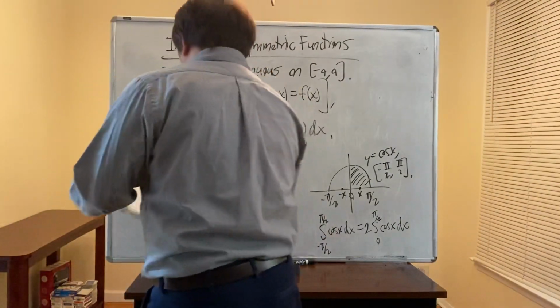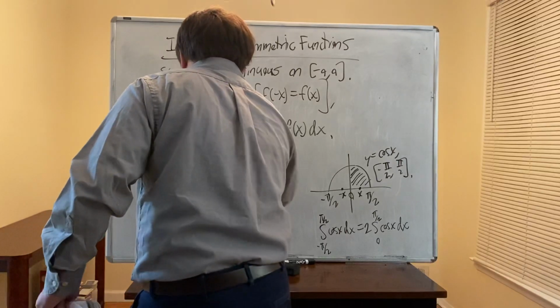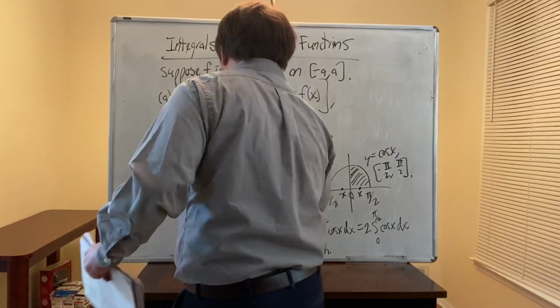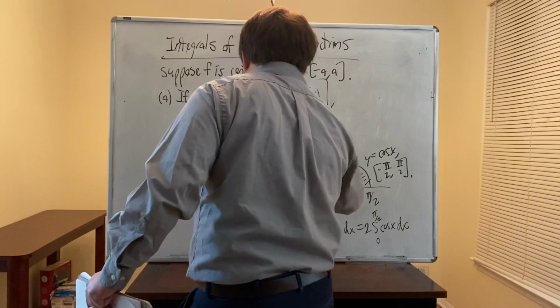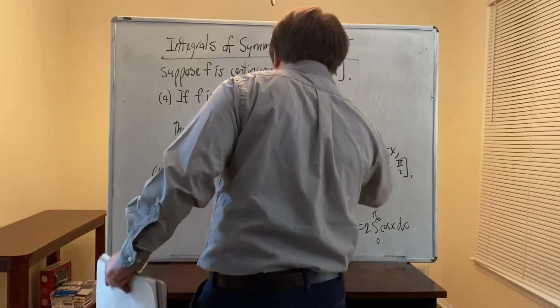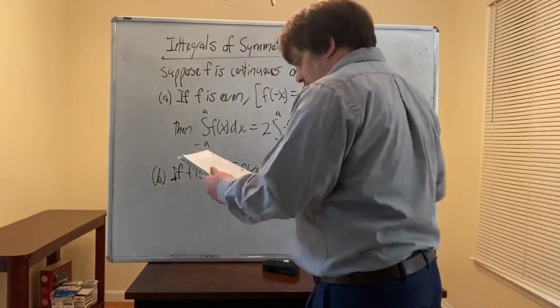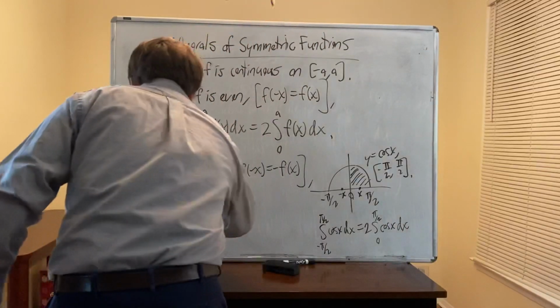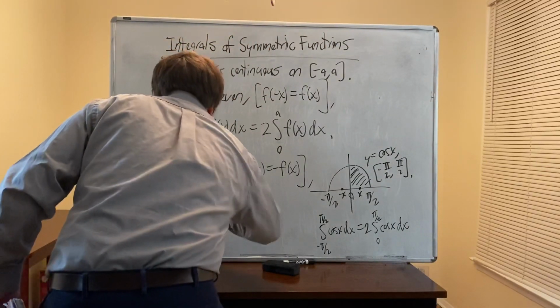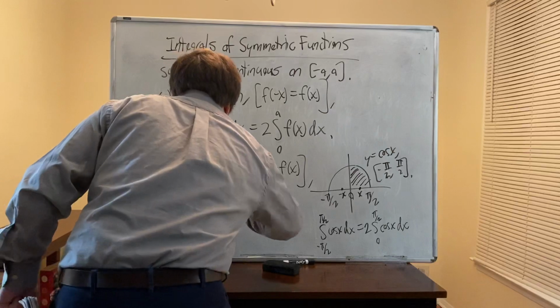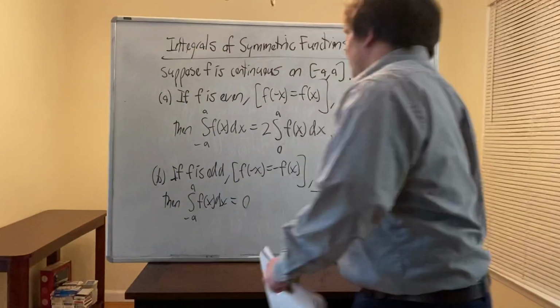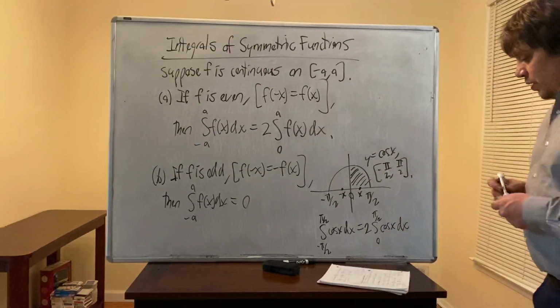Part B is if f is odd, which means that f of negative x equals negative f of x for all x in the integral. Then the integral from negative a to a of f of x dx is equal to 0. Then the integral is 0.